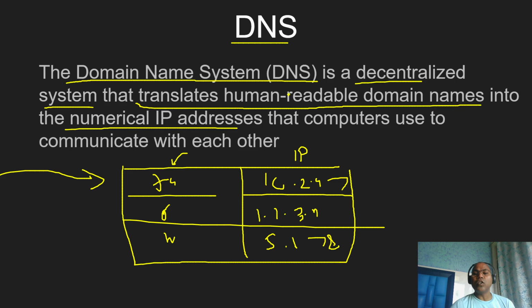Sometimes a human readable name is also known as your host name or domain name. So lots of terminology, sometimes host name, sometimes domain name, sometimes human readable name. But whatever the term, the objective is that this DNS decentralized system provides the mapping between a human readable domain name and the particular IP address of your computer, your device, your software or your systems.